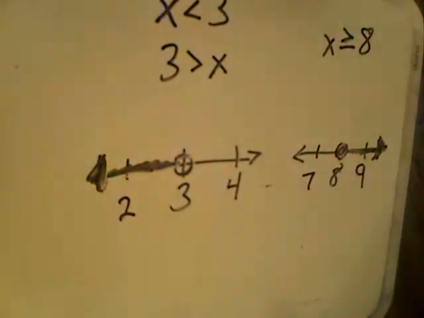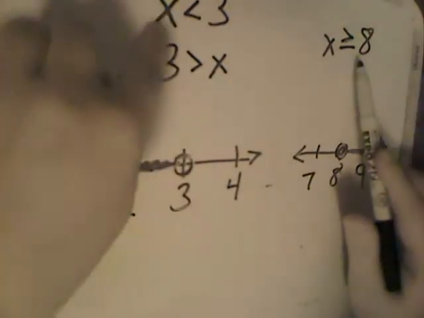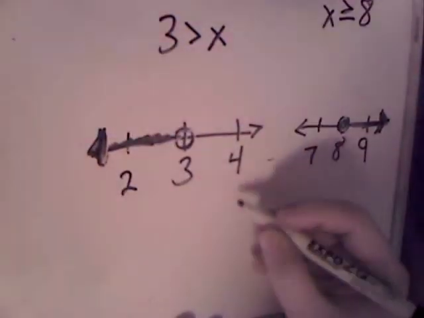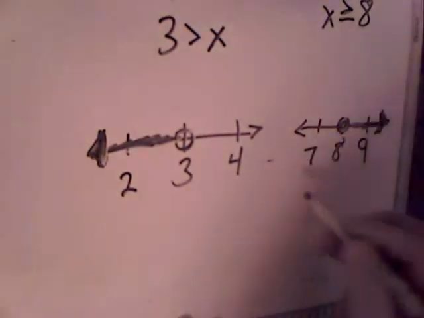Now we're going to really look at something. Let's say that we want to take these 2 inequalities and we want to smush them together. So what this is going to look like is it's going to look something like this. We need to put x in the middle.